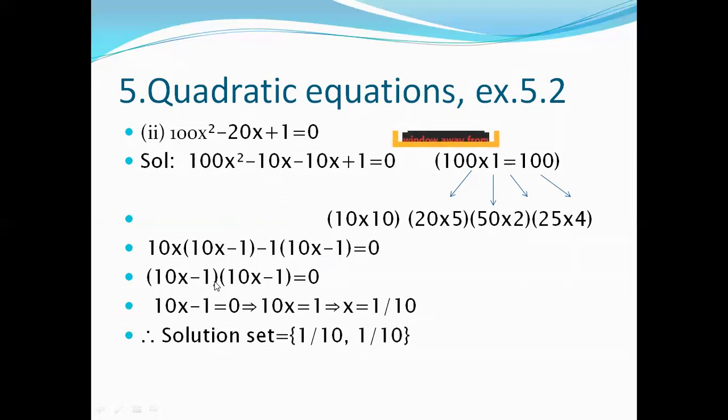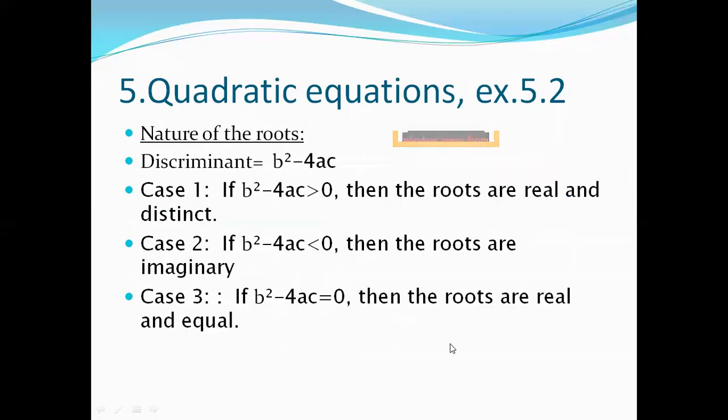So 10x minus 1 is common in these two. Write (10x minus 1) into (10x minus 1) equals 0. 10x minus 1 equal to 0, that implies 10x is equal to 1, that implies x is equal to 1 by 10. Both are the same factors. Therefore, the solution set is 1 by 10, comma 1 by 10.